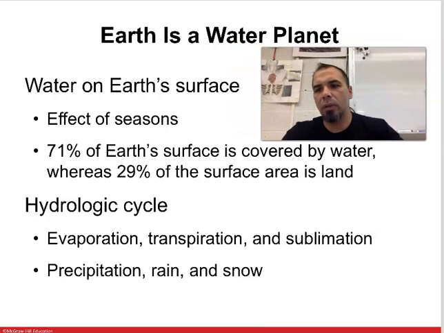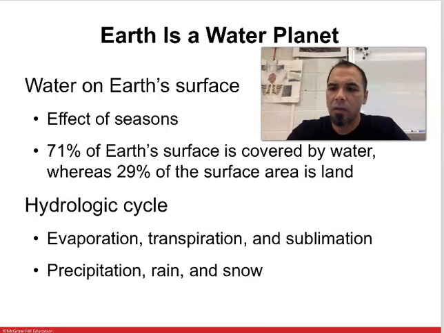So water does have this ability to affect seasons. And so the fact that 71% of the Earth's surface is covered by water and only 29% of surface area is land, that does cause seasons to occur, especially because water retains a lot of heat. And so the fact that it retains all that heat, right, it takes a little bit longer to cool down. And so that's why often the water in Lake Erie will be much warmer into colder months than, say, other bodies of water. So water does retain a lot of heat.